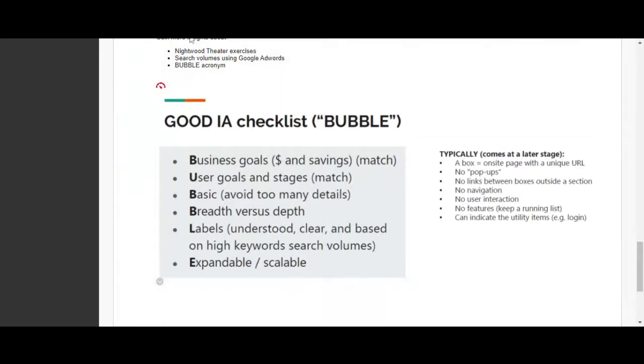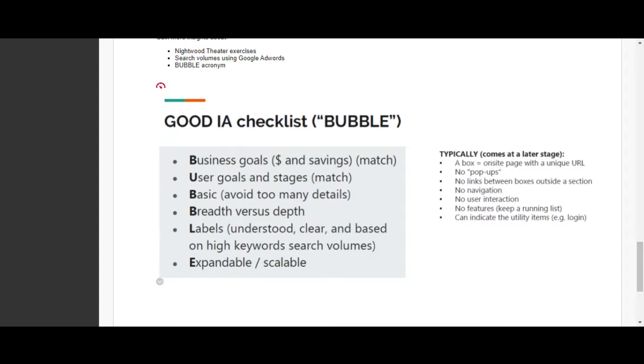So another way for you to see if you have all the pieces needed in the assignments is to go through the bubble. Have I shared with Yves the business goals? Have I shared with Yves the user goals? Is my IA or diagram very basic? And then breadth and depth will come with navigation, so don't worry about breadth and depth yet.